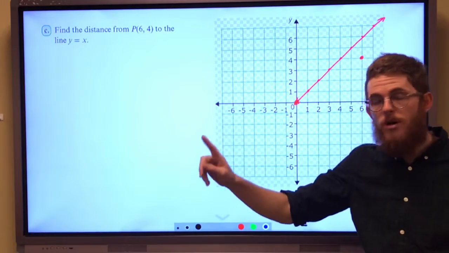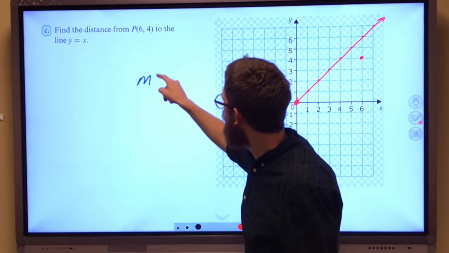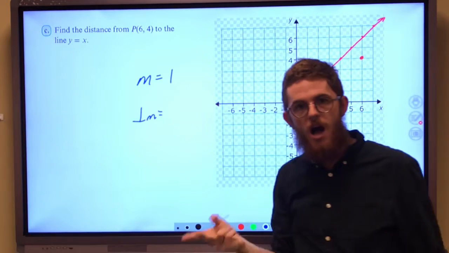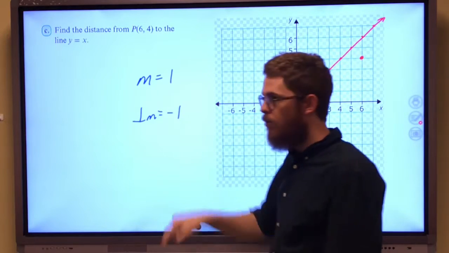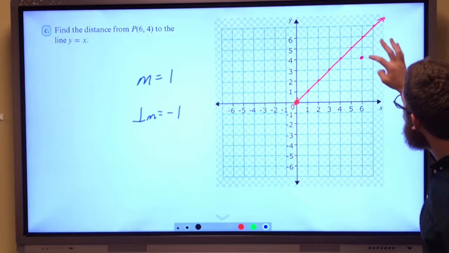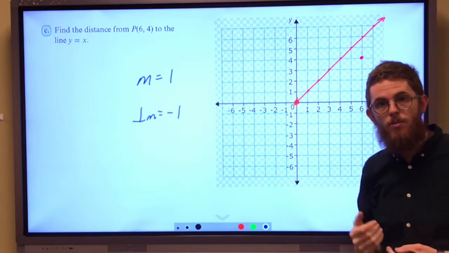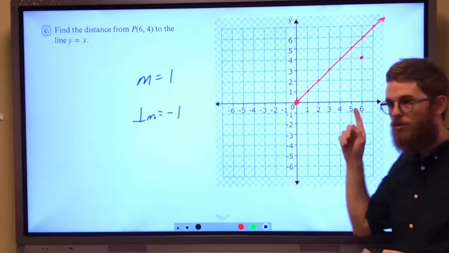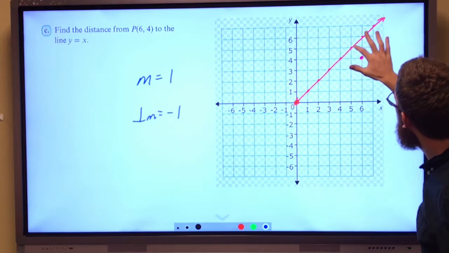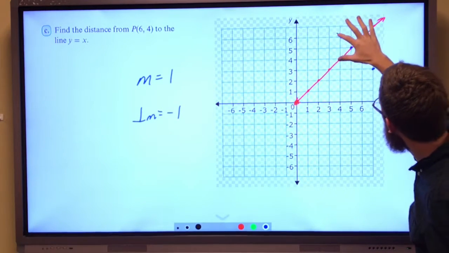If the slope is 1, the perpendicular slope, the opposite reciprocal, would be -1. I look over here. If I'm going to draw a line with a slope of -1 going through this point, it's going to go down 1 over 1 towards the line, up 1 over 1 to the left.